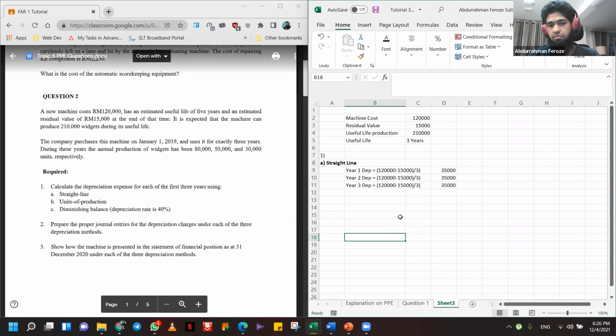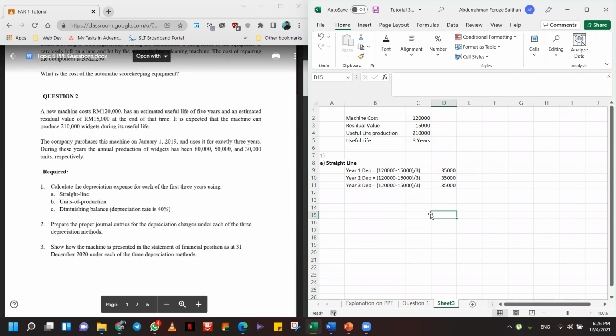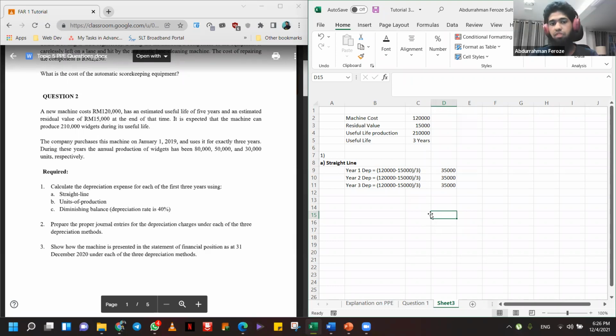So the formula is you take the cost, 120,000, minus the residual value, and divide it by the useful years, and each year it depreciates by the exact same amount. All right, that is the formula for straight line depreciation. Useful life is always given in the equation, right? Yeah, it has to be given. If the useful life is not given, you cannot calculate the straight line.